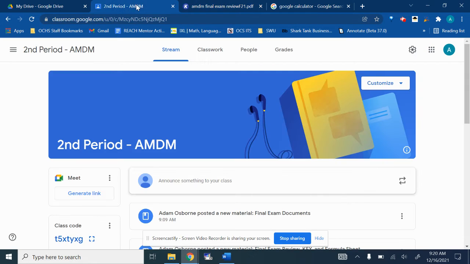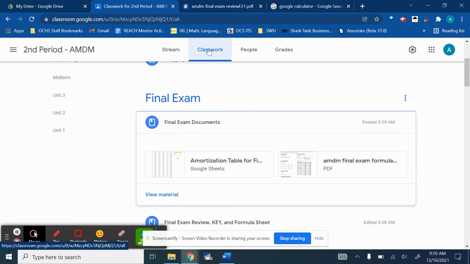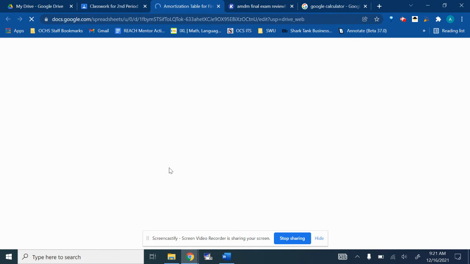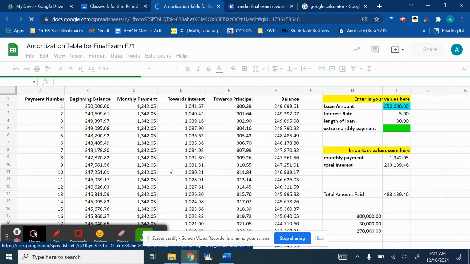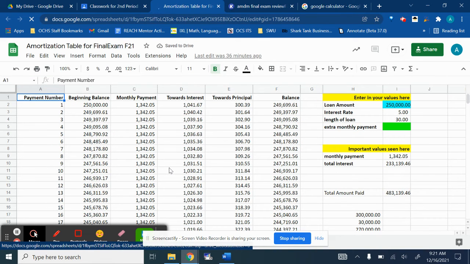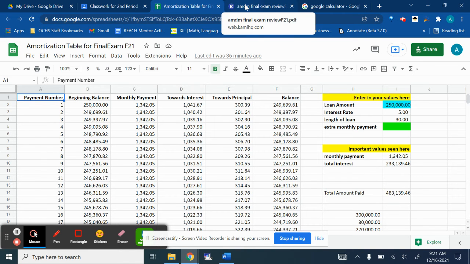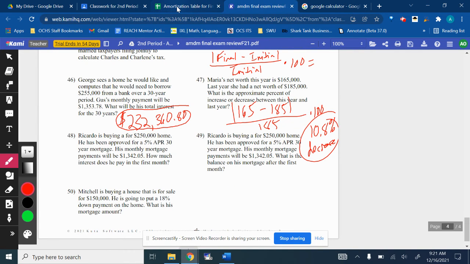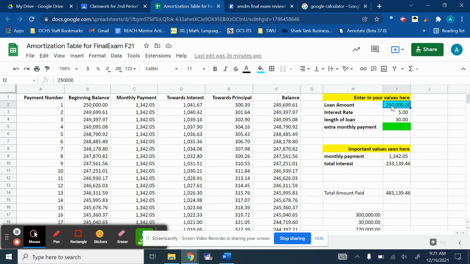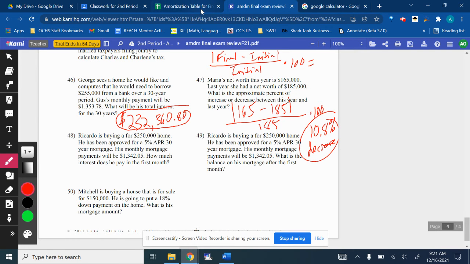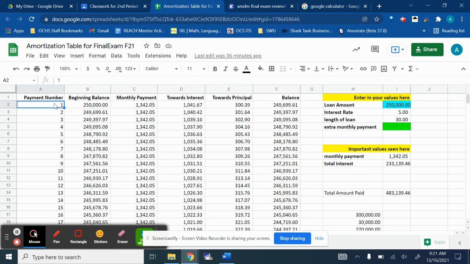Well, I just added this, so sorry about that. But there'll be a final exam documents section in Google Classroom. Here's the amortization table. You'll use this during the final exam. You put in how much you borrowed, which you're going to assume is $250,000, at 5%, and just make sure your monthly payments match up, just to check, and it does. Then we go to the first payment.